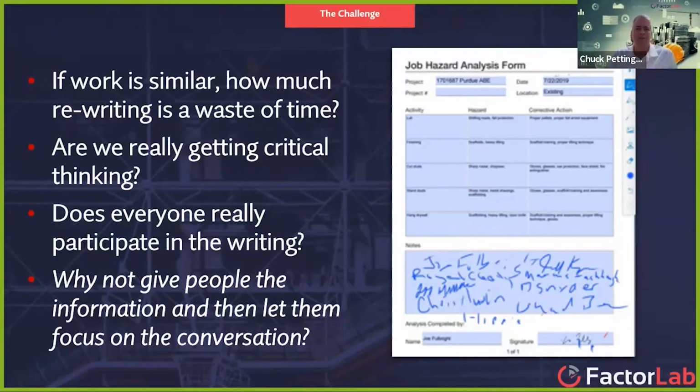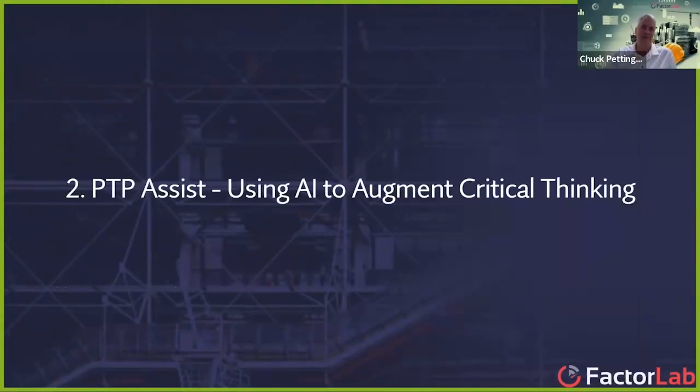So what we're trying to do at FactorLab is make it a lot easier to let people have conversations. Instead of wasting 5 to 10 minutes writing it out, what can we do to facilitate that so they can get right to the conversation? And that's what we're going to cover right now. We call it PTP Assist. It's using AI to augment the critical thinking. It's a way to get the information into people's hands, and then they can look at it, edit it, update it, add some color commentary, and then get to the conversation, which is the meat of this whole process.